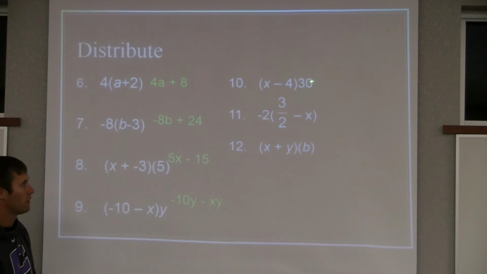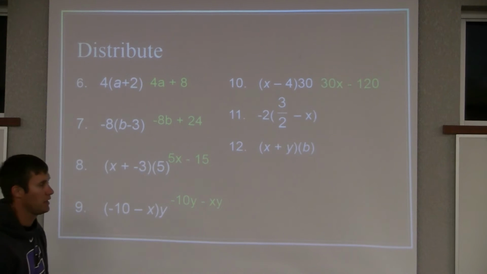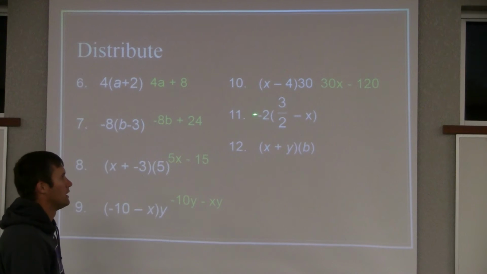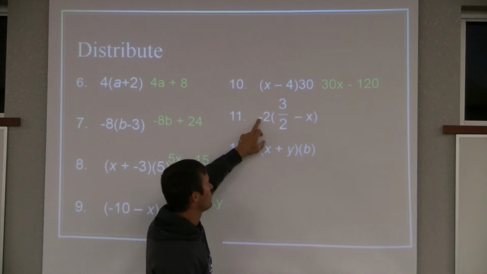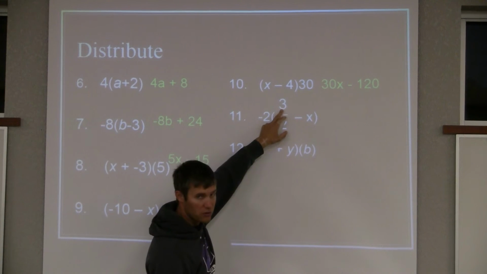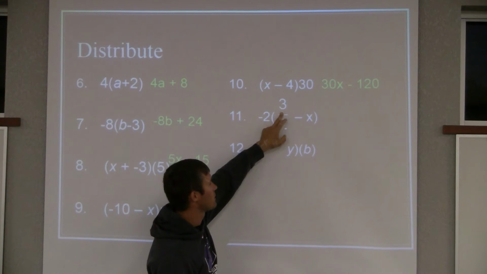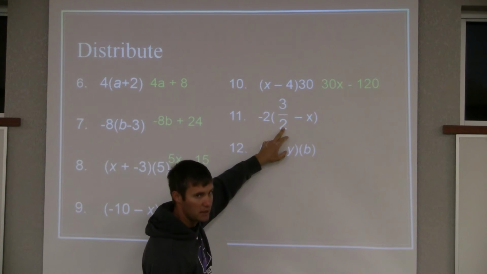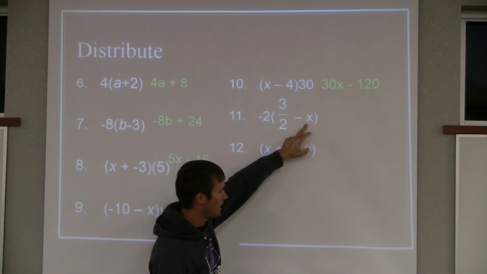On the outside up here, 30 times x, 30x. 30 times 4, 120. Keep the sign the same. So 30x minus 120. Now we have a fraction. So just understand, we're going to go negative 2 times 3 halves, or negative 2 times 3, which is negative 6, divided by 2, which gives me negative 3. And then negative 2 times x, which is going to switch the sign.